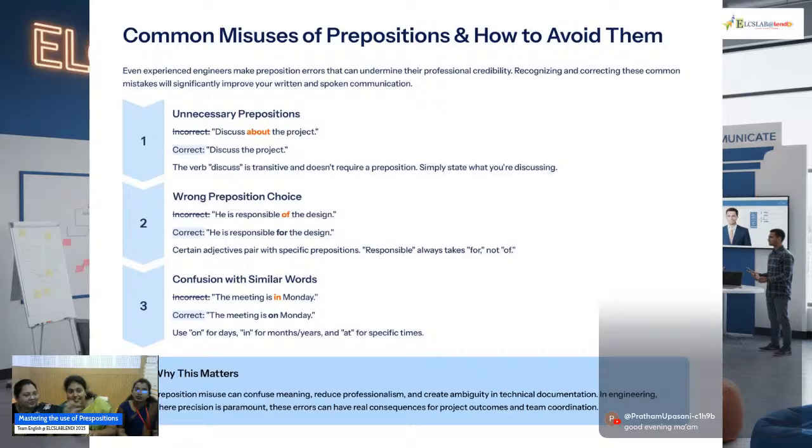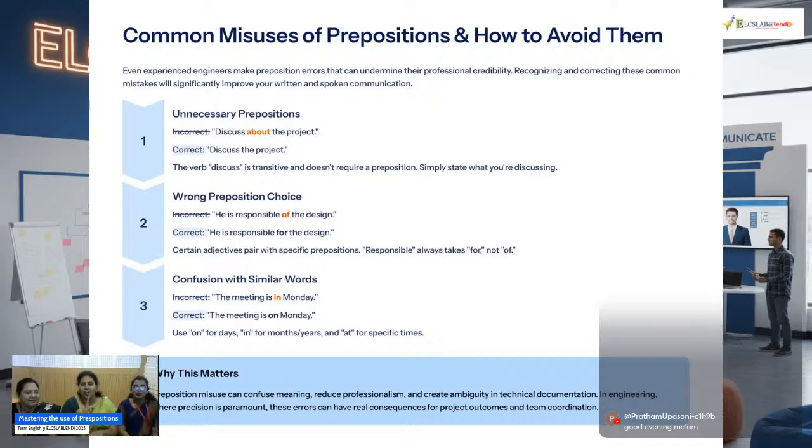There you can see the explanation: the verb discuss is transitive and doesn't require a preposition. Simply state what you are discussing. Discuss itself says that we are talking about something and highlighting something. Obviously, we don't require a preposition next to it, right? Let's discuss prepositions now. Shall we go with the next one?